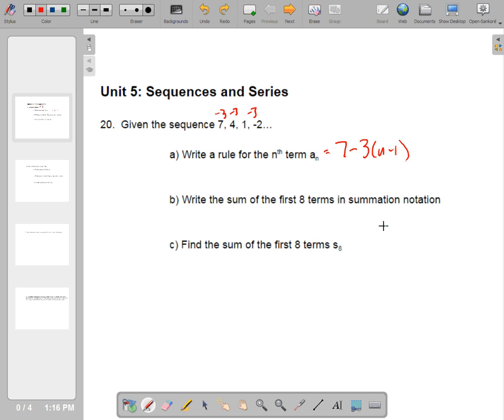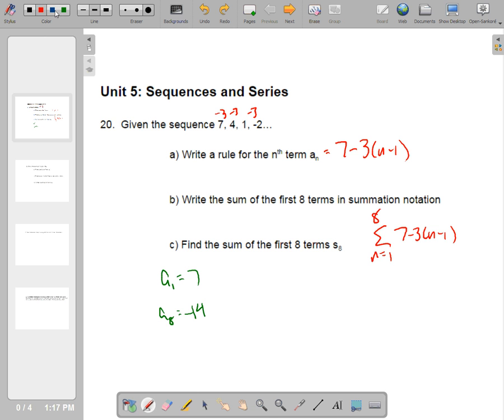If I want to use summation notation, I could say n equals 1 to 8 of 7 minus 3 times n minus 1. And to actually find the sum, you need to know the first term of the sequence, which would be 7, and I need to find the 8th term of the sequence. So plug in 8: 7 minus 3 times 7, so 7 minus 21 is negative 14.